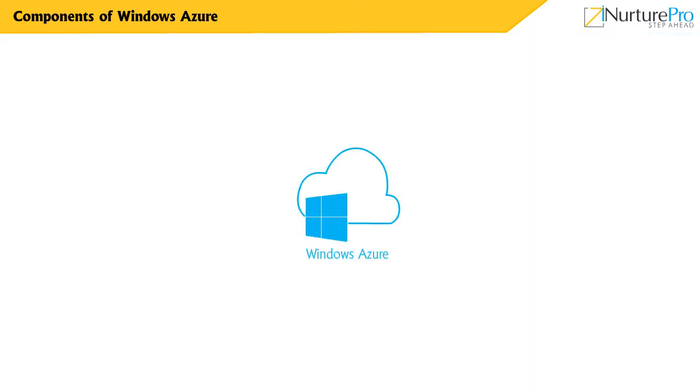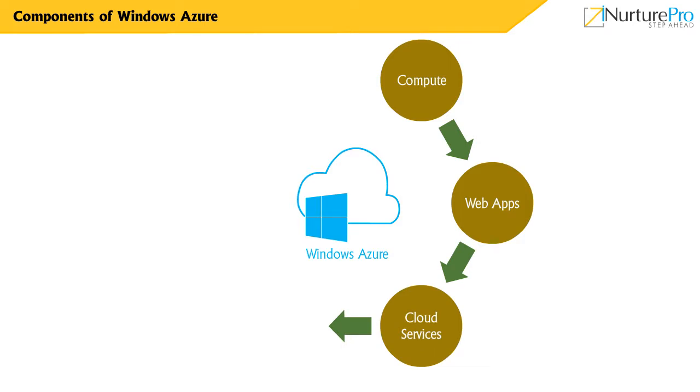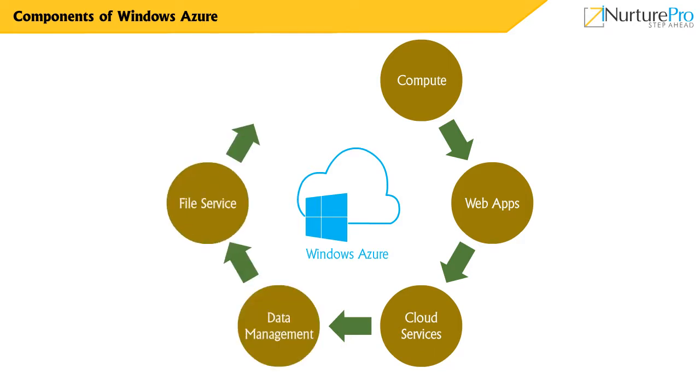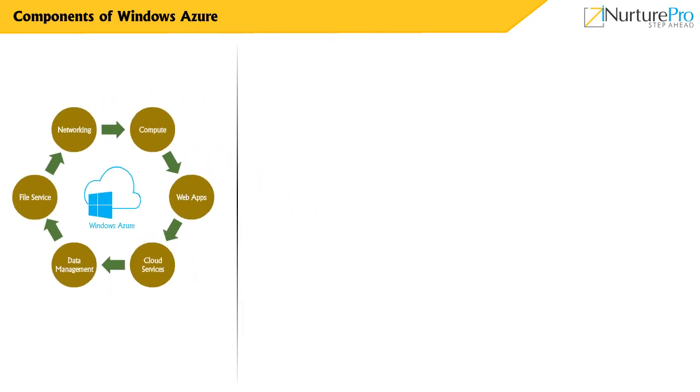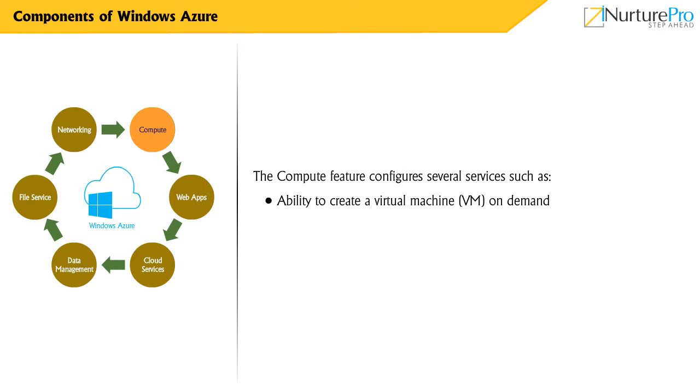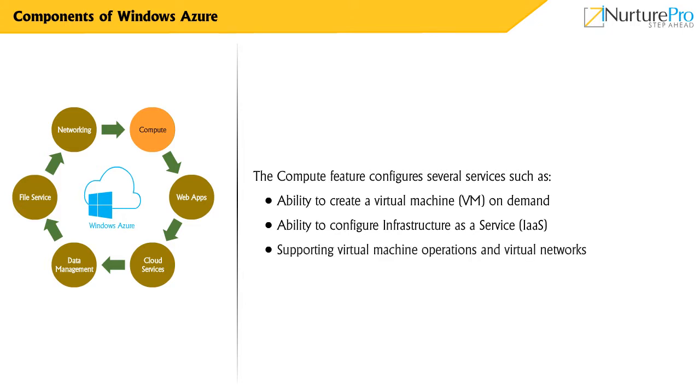Microsoft Azure consists of several packs of components in order to support the various cloud services. The key Azure components are Compute, Web Apps, Cloud Services, Data Management, File Service, and Networking. The Compute feature provides an opportunity to configure several services on the Microsoft Azure platform. Some of the services configured include the ability to create a virtual machine or VM on demand, ability to create infrastructure as a service or IaaS, supporting virtual machine operations and virtual networks.